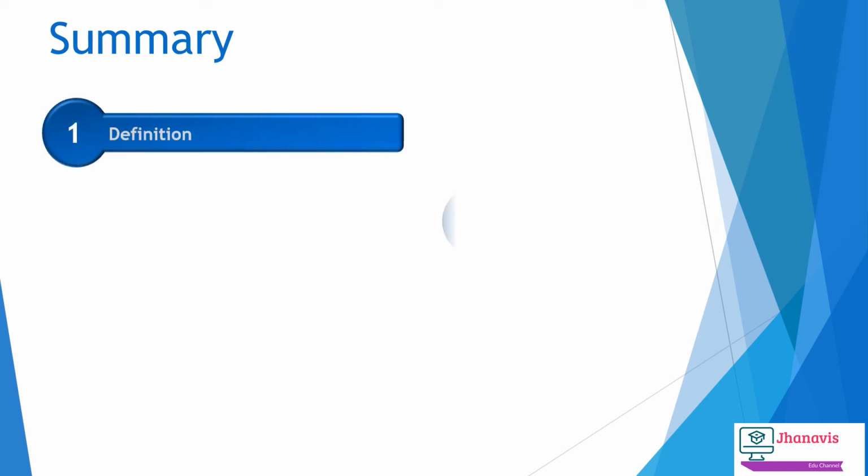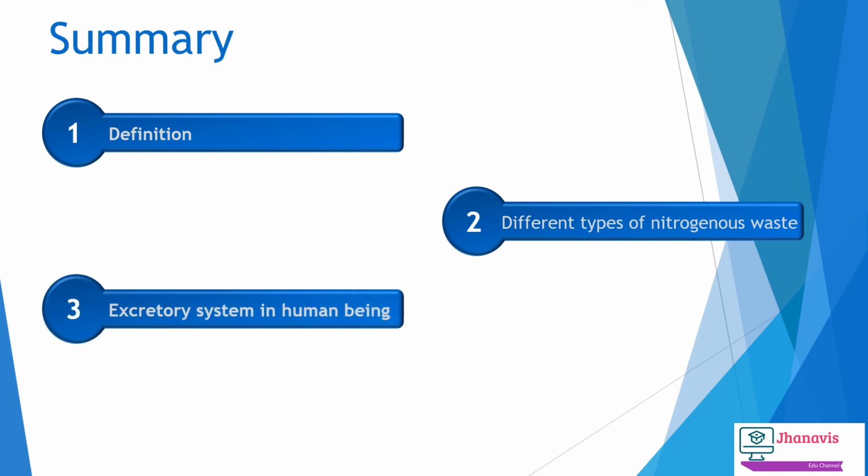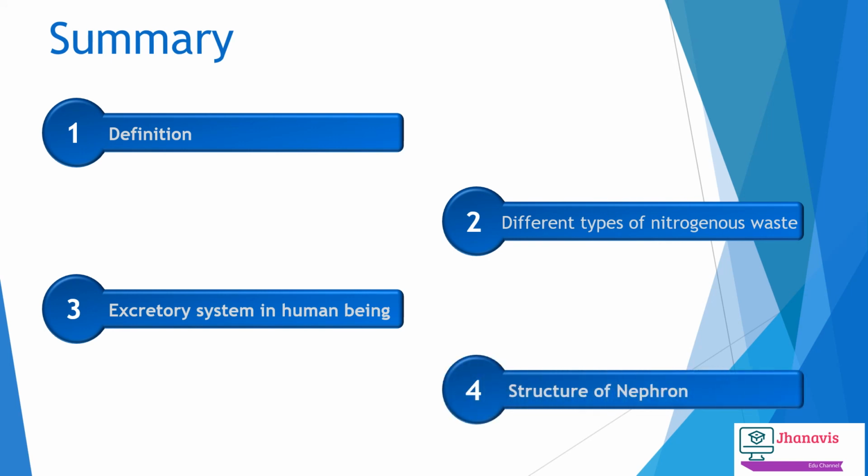Let's first recap what we have studied in this video. First we explained what excretion is. Then we learned about different types of nitrogenous waste excreted by different types of organisms. Then we studied ammonotelic, ureotelic and uricotelic organisms. Later we came across the human excretory system, where we explained in detail the kidney and its structural and functional unit, the nephrons. So in this video we talked about the kidney as the main excretory organ, as well as the structure of the nephrons, which are the functional and structural unit of the kidney.